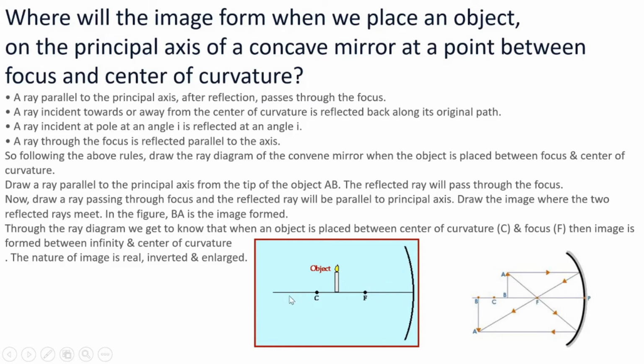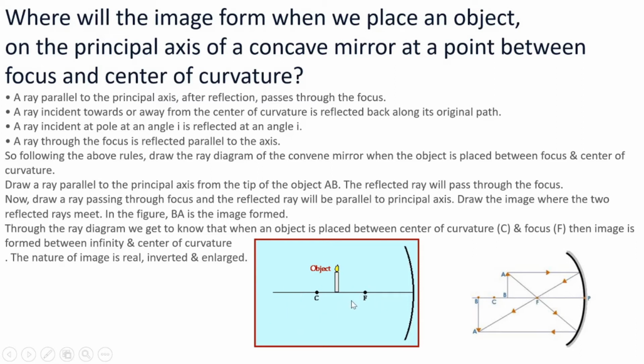See here, image formed. Through the ray diagram, we got to know that when an object is placed between the center of curvature and the focus, the image is formed beyond the center of curvature, up to infinity. We compulsorily have to write what type of image has been formed and where it is formed.